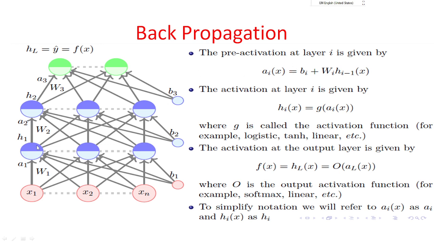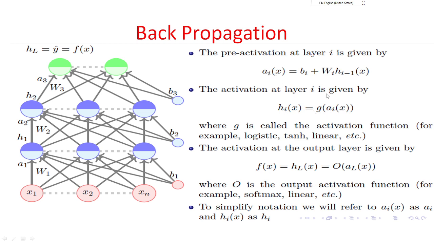Each neuron, each node, consists of two parts: one is the pre-activation and one is the activation. Pre-activation is the accumulation of the inputs: the bias present in that layer plus the weights multiplied by the output we obtained from the previous layer. So the activation of layer i is given by hi equals g of ai of x.